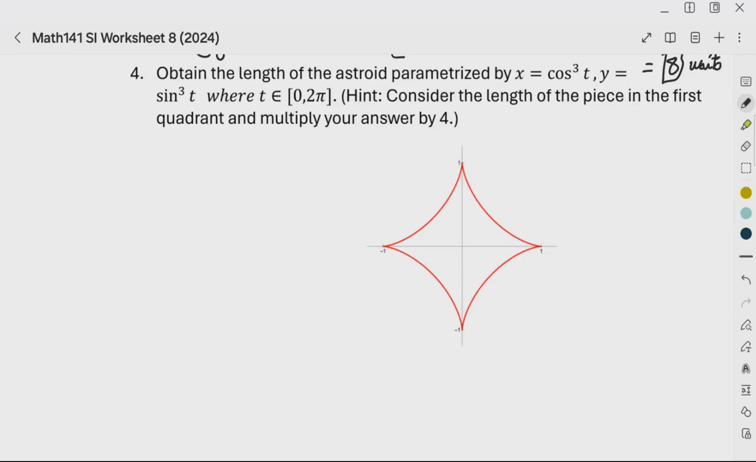We are dealing here with obtaining the length of the asteroid parametrized by these equations here, the parametric equations, when t belongs to from 0 to 2 pi. And they give us a hint to consider the length of the piece in the first quadrant, which is this piece here, and multiply the answer by 4, which would give us the length of the entire thing.